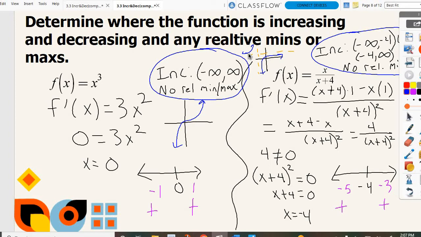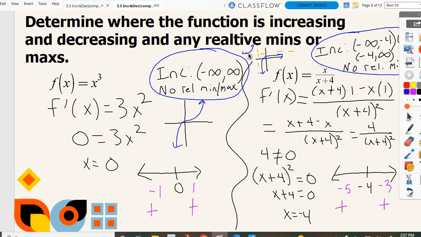Why is there a horizontal asymptote? Because my degrees are the same, which means that if I found the limit as it approaches infinity, I would divide by my highest exponent. So you would end up with x over x, which is 1, divided by x over x, which is 1, plus 4 over x, which is 0. So you end up with 1 divided by 1. We have a horizontal asymptote.